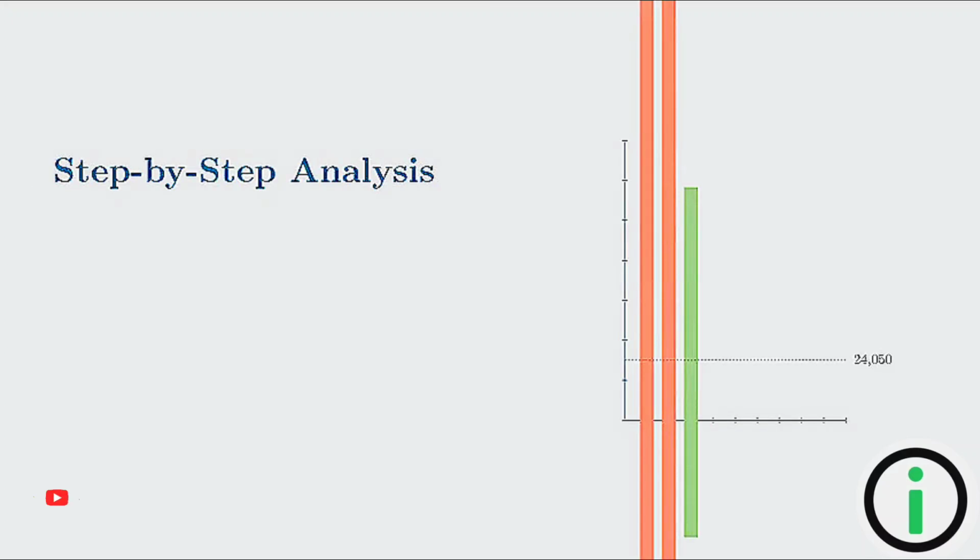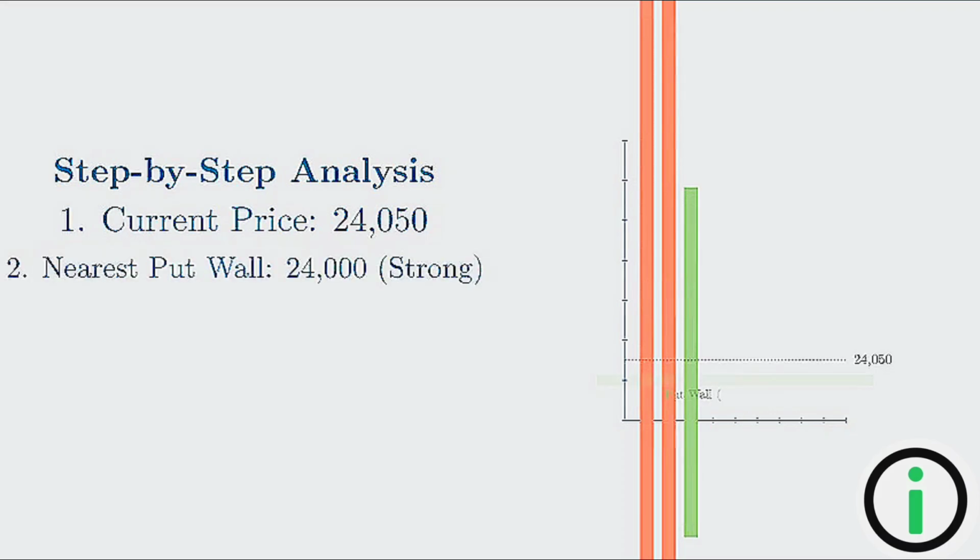Let's go through a step-by-step worked example to see how this logic applies to a trade setup. Imagine it's Tuesday morning, and you are looking at the Nifty index. In this scenario, the price is sitting at 24,050. When we check our OI data, we see that the 24,000 put wall with its 47 lakh contracts is only 50 points away. This wall acts as a safety net.